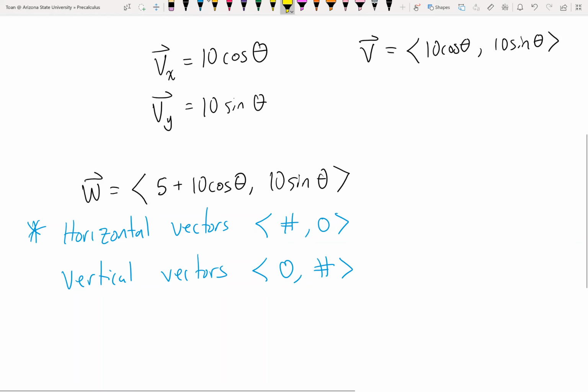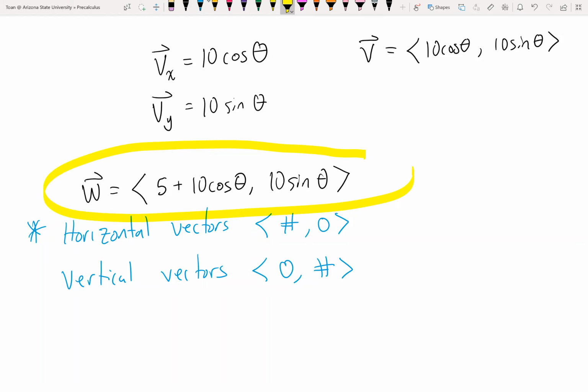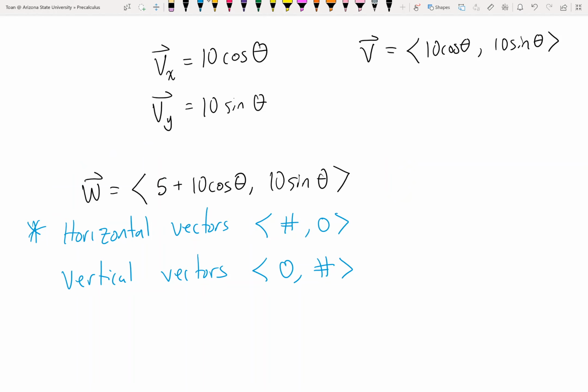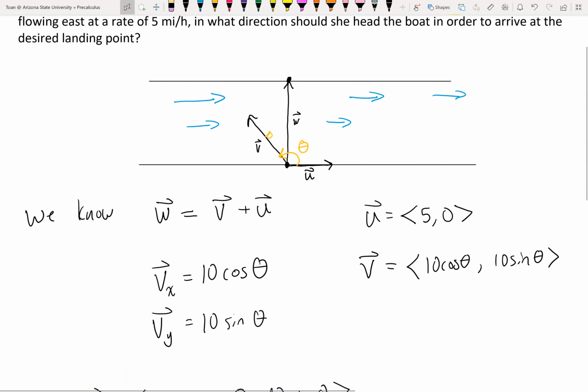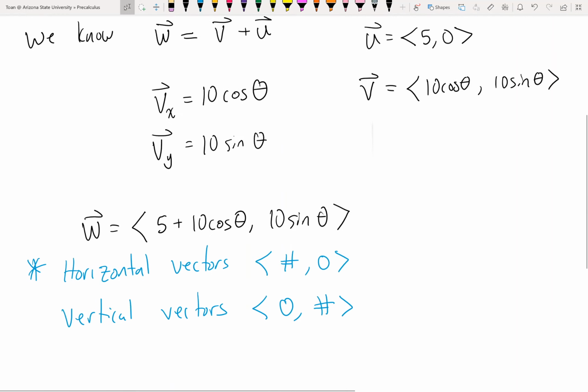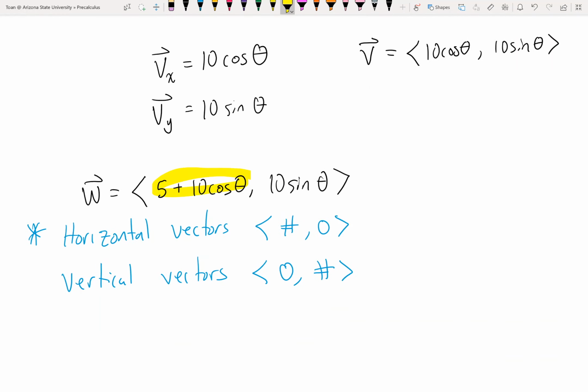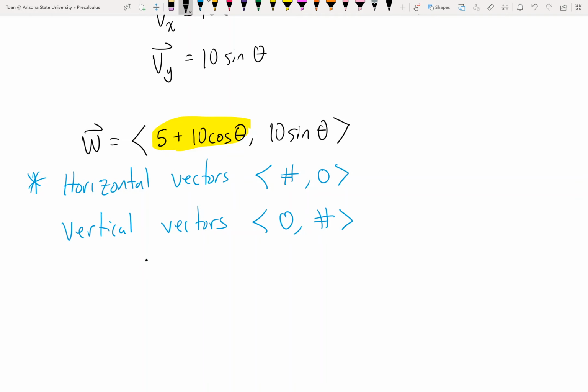Well, we do know, according to the problem, that we want our overall velocity to be perfectly vertical because she wants to go exactly straight across the river. Well, if we want our overall vector to be perfectly vertical, that means we want our overall vector's horizontal component to be 0. And that is an equation I can write down. We can write down, therefore, 5 plus 10 cosine of theta, we want that to be 0.